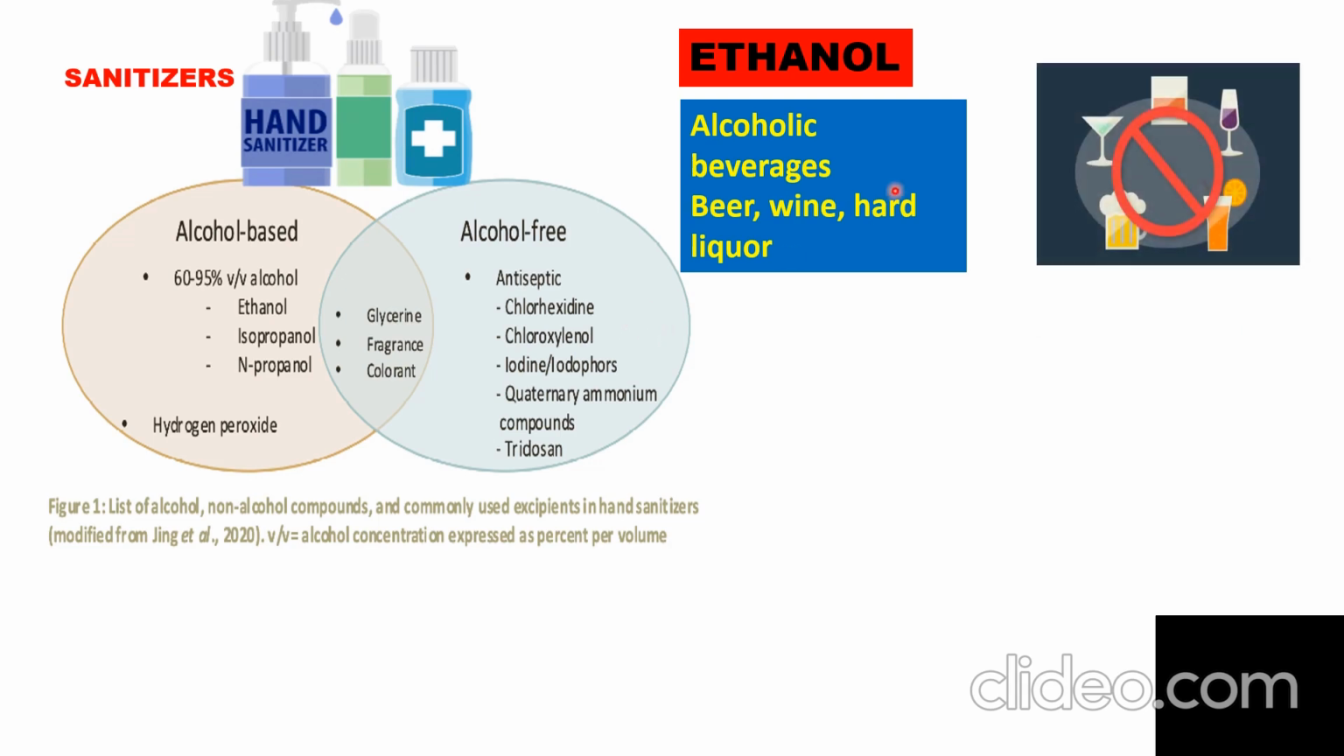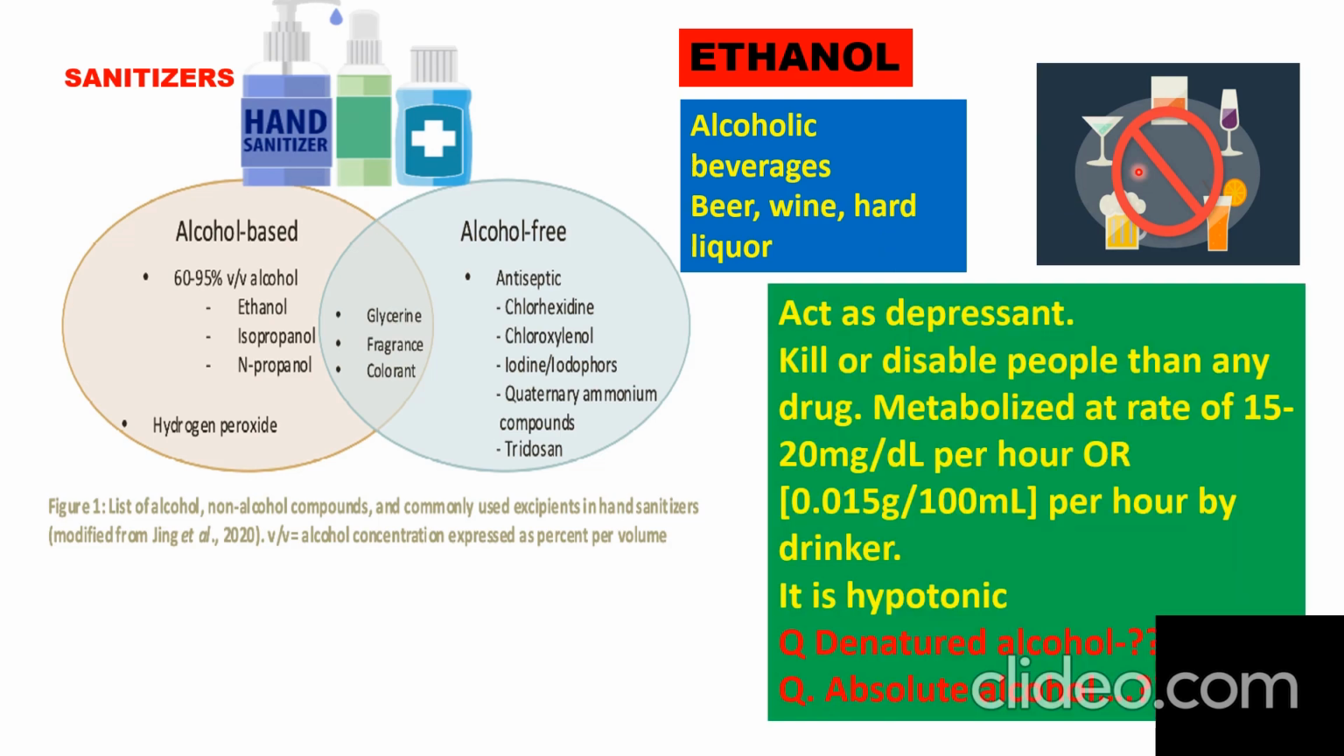All alcoholic beverages, beer, wine, or any hard liquor, contain ethanol. It is an alcohol that is produced by the fermentation of grain, fruit, berries, and other sugar sources. Various alcoholic drinks usually contain 40 to 50% alcoholic content. Alcohol acts as a depressant. It is quite lethal. It may kill more people than any other drug.